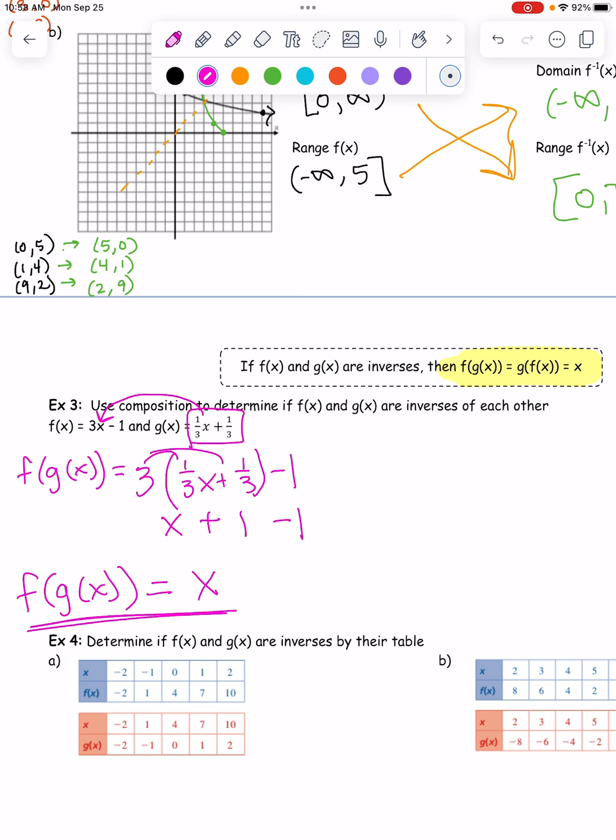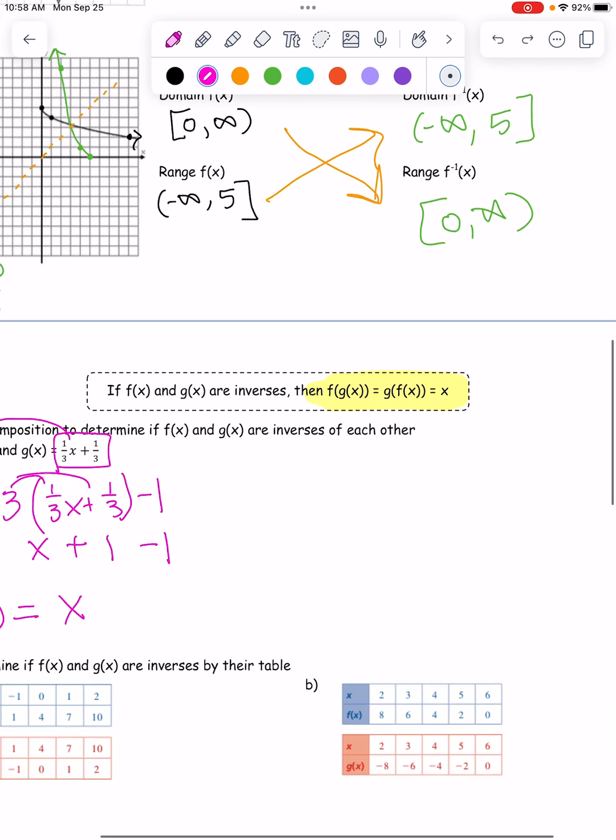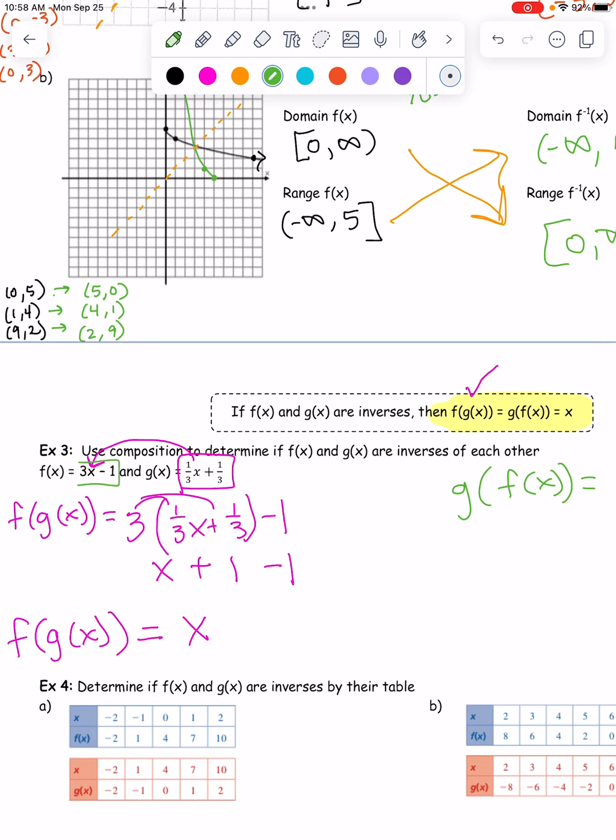I am halfway happy. I can't stop here. I need to do the second part, right? So this is good. Now I need to check g of f of x. So this time, let me switch colors actually. This time, we're going to take the f of x function and put it inside the g of x function. So all of this is going to go inside that x right there.